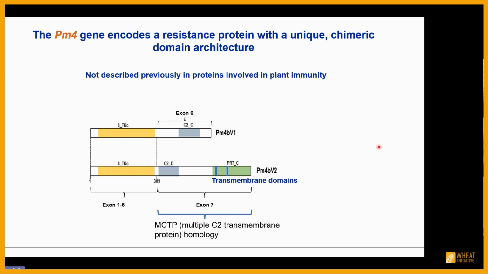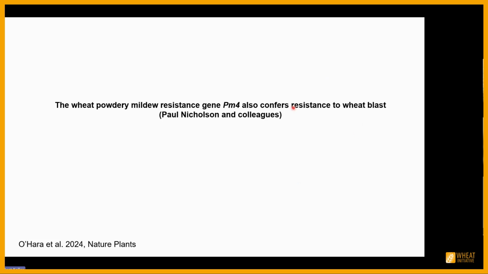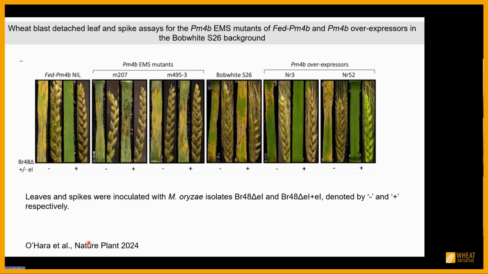So this is something very new, and of course it becomes even more interesting because Paul Nicholson and colleagues at the John Innes Institute have found that the Pm4 gene does not only confer resistance to powdery mildews, but also in a race-specific way to wheat blast. This work has also been published just recently. With our transgenic lines, you can see that overexpressors of Pm4b show a nice resistance, and if you have strong expression, you have actually also protection of the spike against wheat blast. So Pm4 is really a very interesting gene.